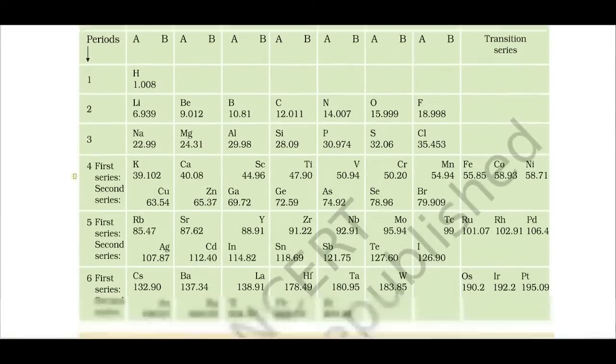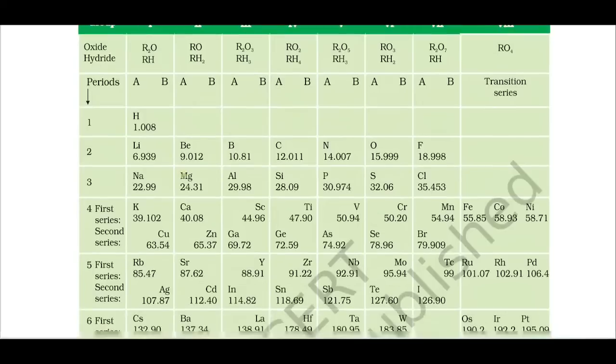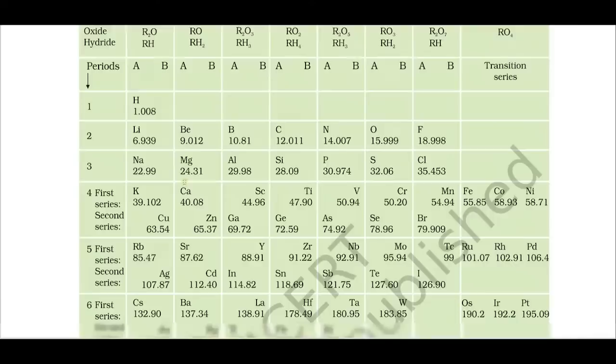You can check how many periods are there: 6 periods. How many groups are there? 8 groups. You can have a question like, in Mendeleev's periodic table, how many groups? 8. How many periods? 6.